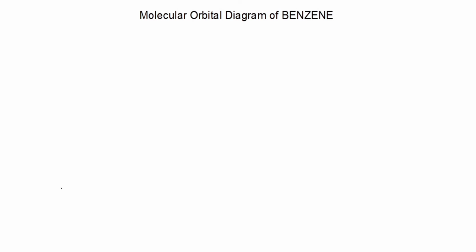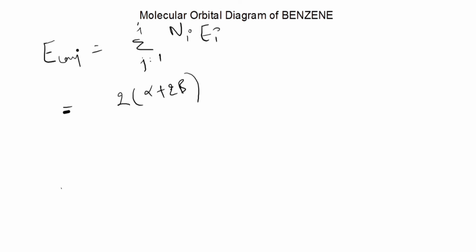Okay, let's quickly do those calculations. Now, according to Huckel theory, the energy of conjugation is given by the sum over j equal to 1 of Ni Ei. So solving for the energy of conjugation for benzene, we will have 2 into alpha plus 2 beta, because in xi1 we had 2 electrons in that particular orbital. That's why I'm writing the value of Ni here, 2 into alpha plus 2 beta.